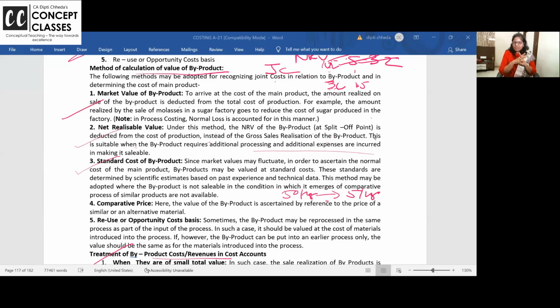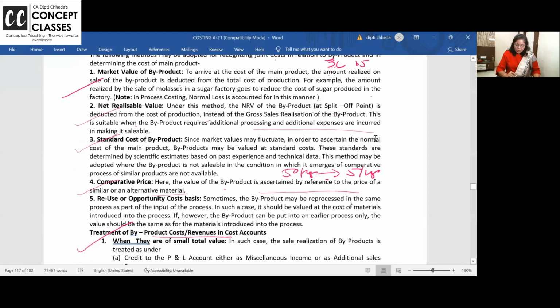Okay. Some confusion is there. Listen all of you. What I am discussing is how will you get the value of the byproduct? You can take it at the market value of the byproduct which is being sold, or NRV, sales value of the byproduct minus further processing cost of the byproduct, or you can take the byproduct at a fixed standard cost like 10% of the original product cost or something, or you can take comparative price as an alternative if you have something similar, or reuse or opportunity cost.